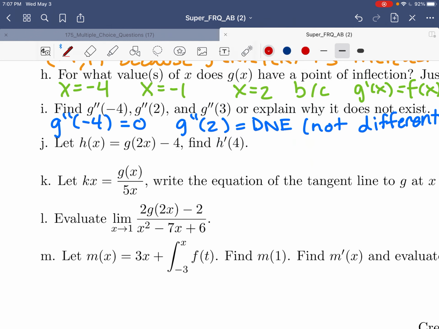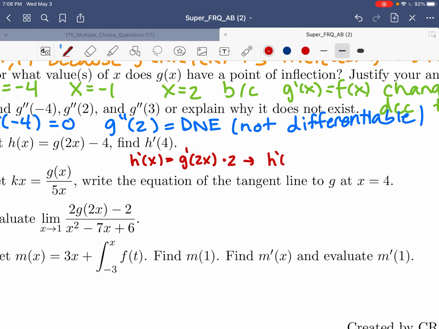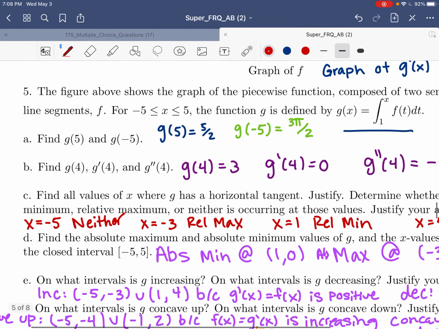All right, j. Here we're given a new function h, and we got to find h prime of 4. So this is going to test our derivative rules. So h prime of 4, actually let's just do the derivative of h first. So h prime of x is just going to equal g prime of 2x times the derivative of the inside, which is 2. And then the derivative of that -4 is just 0. So then we can find h prime of 4 is going to equal g prime of 8 times 2.